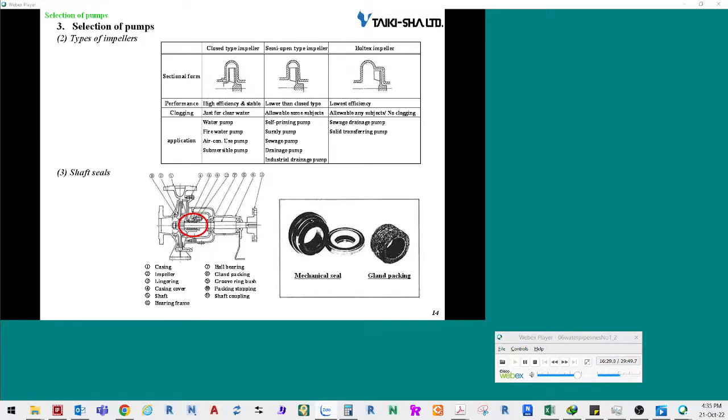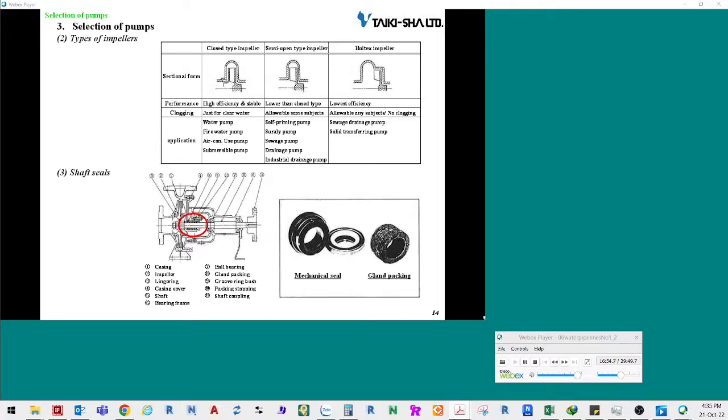The gland packing keeps just enough water for it to drip out. The leakage lubricates and cools the sliding portion of the packing. The sealing water system includes the external injection system, which injects water from the outside, and the self-injection system, which introduces some of the discharged pressurized water.